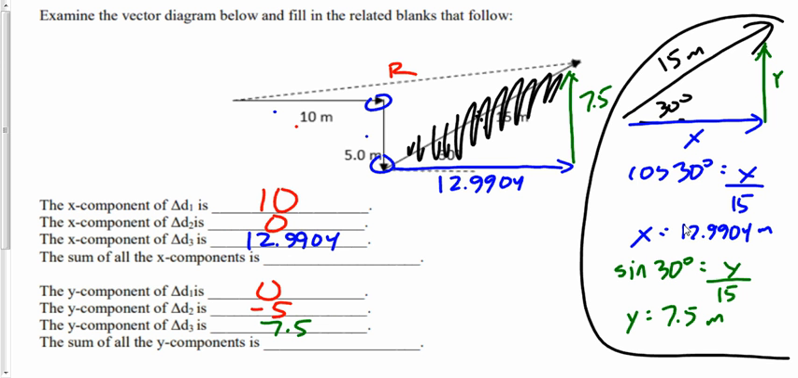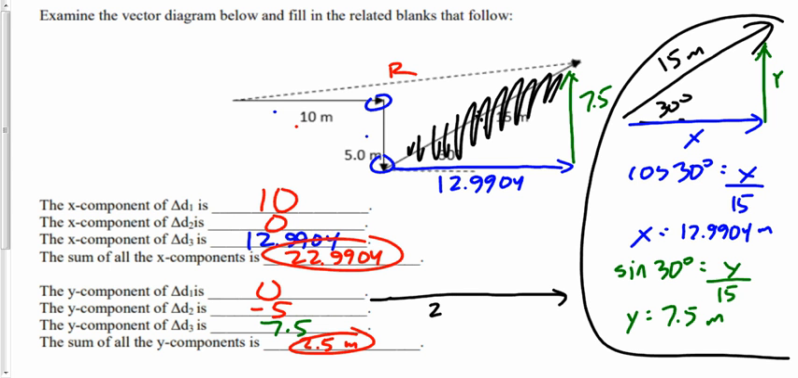Now let's add them up. 10 plus 12.99 is 22.9904. There's the total x. Negative 5 plus 7.5 is 2.5. There's the total y. Now I'm going to say 22.9904 to the right because it's positive, and 2.5 up because it's positive. And then I'll draw my resultant vector. A little bit of a different scale here, but you can see it looks pretty much like the first one does, right?